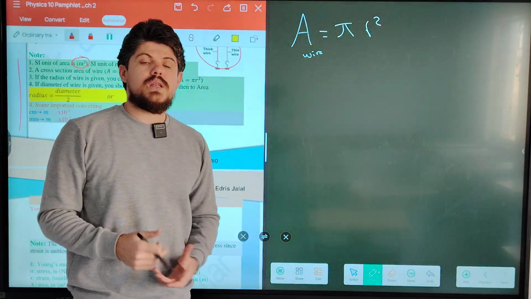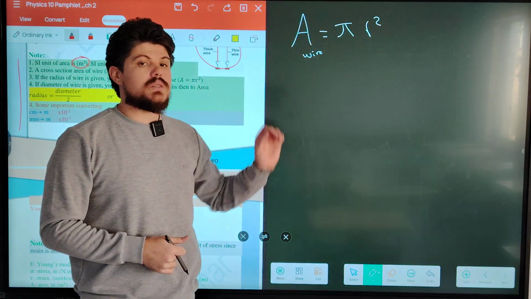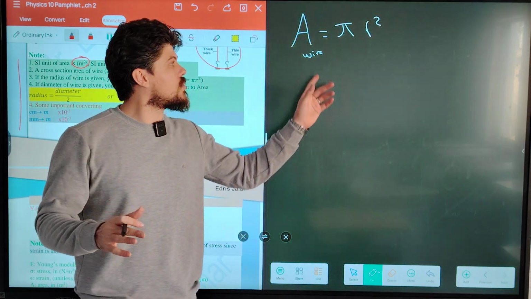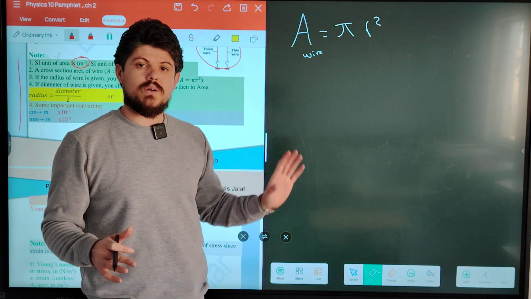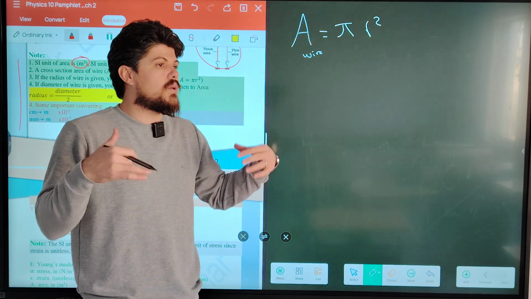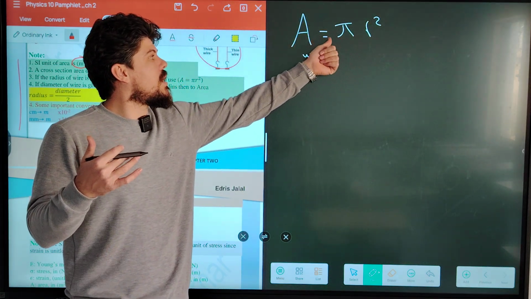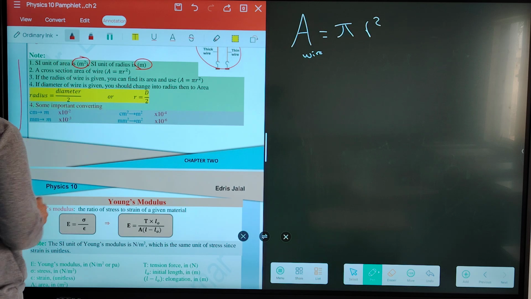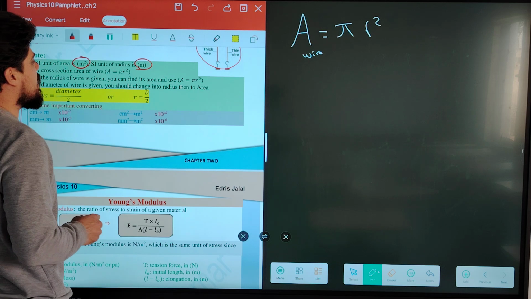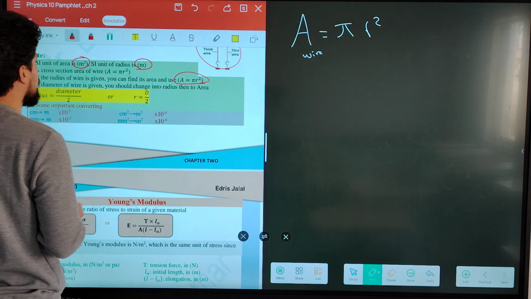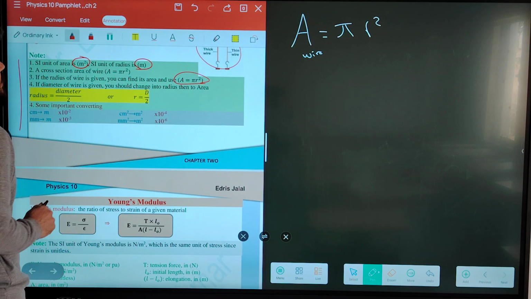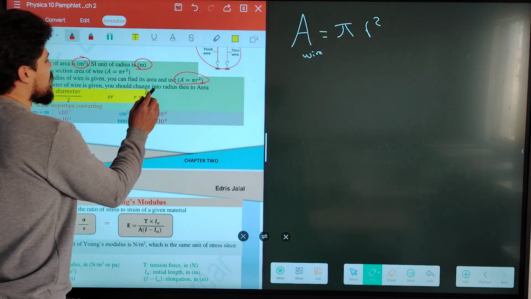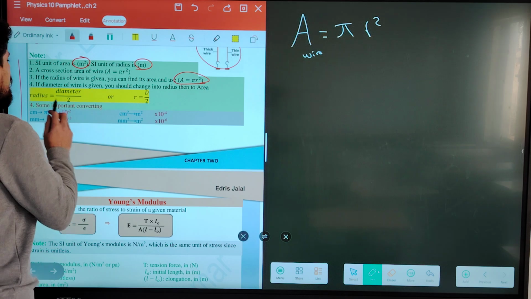How can you determine the area of the wire? By using this relation. When radius is given, how can you determine area? Multiply by pi and r square. Okay. If the radius of the wire is given, you can find its area by using this relation. If the diameter of the wire is given, you should change it into the radius, then to the area.